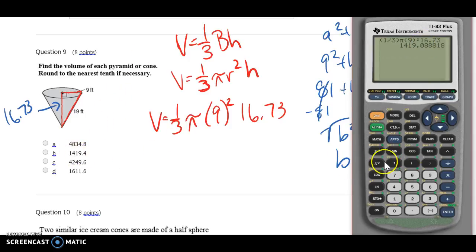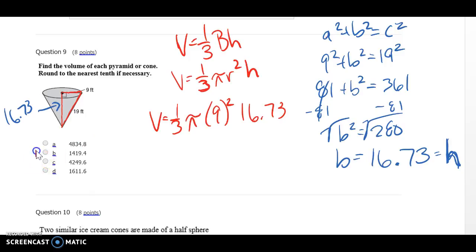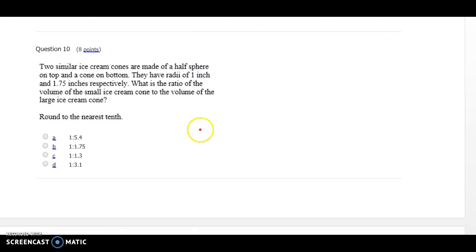Again, they probably rounded a little bit differently when they solved for their height. Maybe they didn't round at all. So they got the exact answer. But as long as you are able to recognize the right answer, you'd be good. So B would be our answer there. Okay, cool. Let's keep moseying.